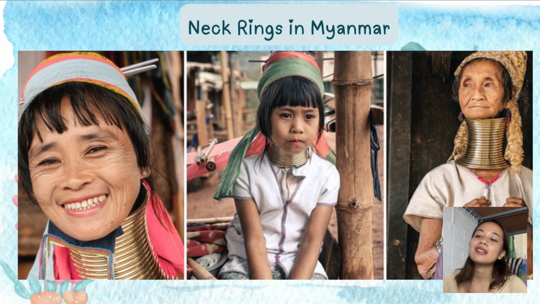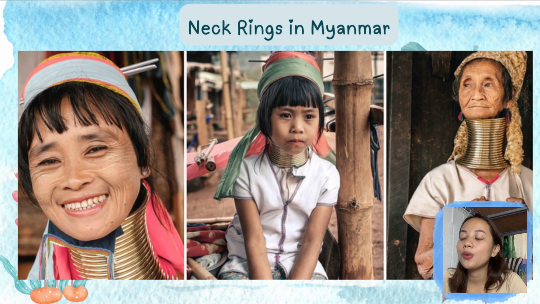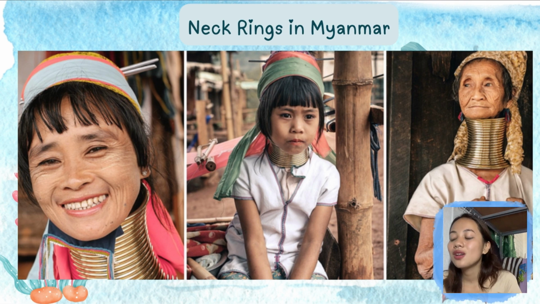Another one is the neck rings in Myanmar. This is also a culture in Myanmar in which women wear brass coils on their necks because the standard of the society is that the longer your neck, the more beautiful you become. Women with long necks, since they have brass coils, cannot pass it to their offspring. Children still wear these brass coils so that they can also achieve what their parents have.